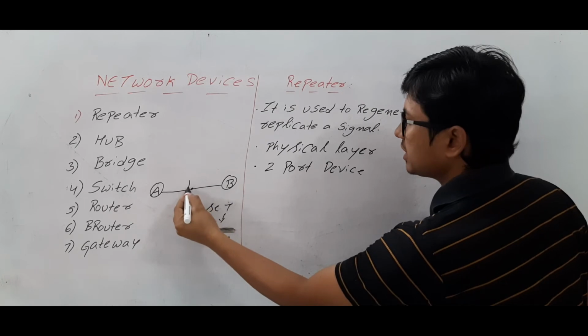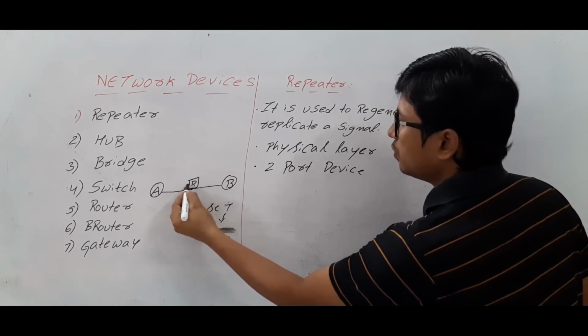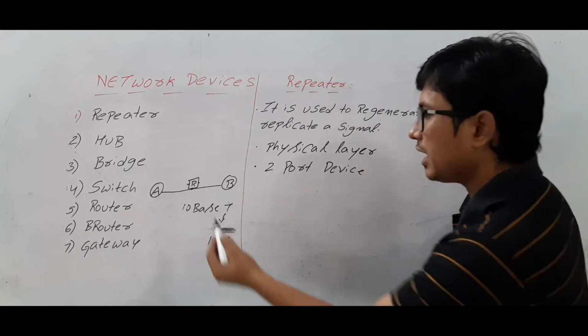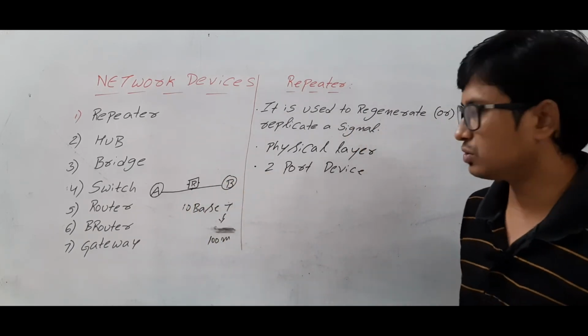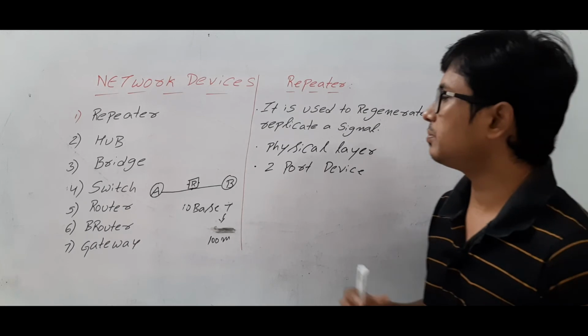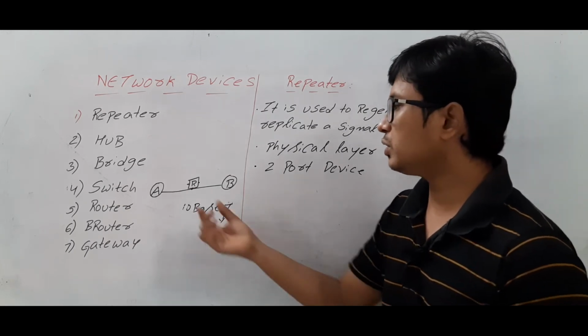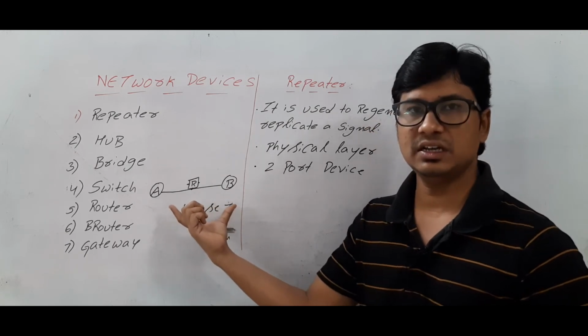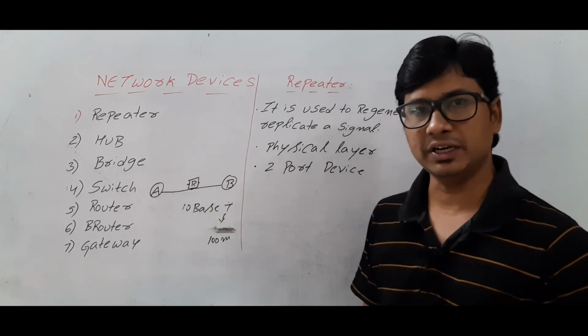Let's take a repeater R with 2 ports. Incoming we will connect here and it will regenerate the signal. So the purpose of the repeater is that if you want to attach 2 cables and increase the distance, then we can use repeaters.